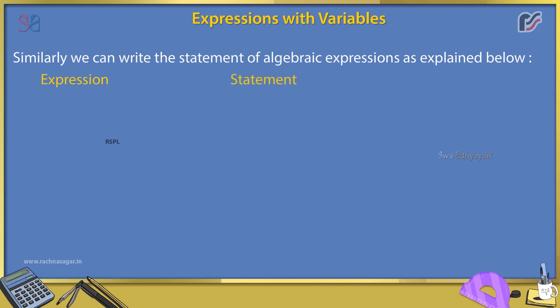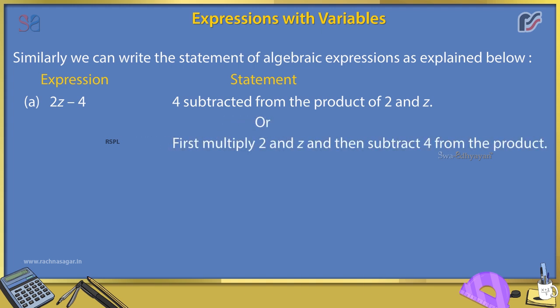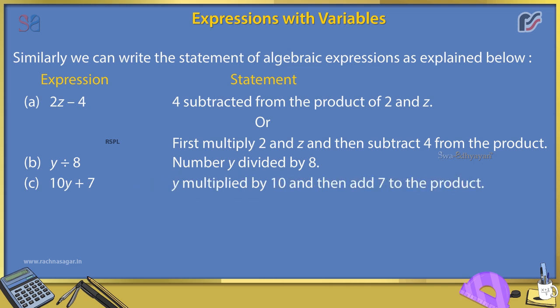Expression, statement. A. 2z minus 4, 4 subtracted from the product of 2 and z. Or, first multiply 2 and z and then subtract 4 from the product. B. y divided by 8, number y divided by 8. C. 10y plus 7, y multiplied by 10 and then add 7 to the product, or 7 added to the product of 10 and y.